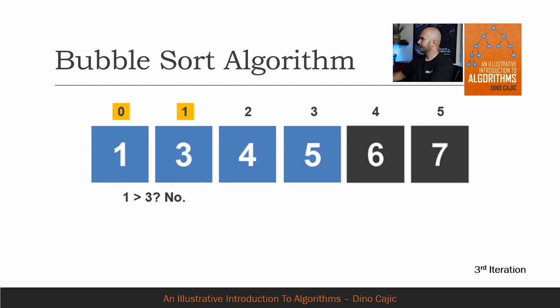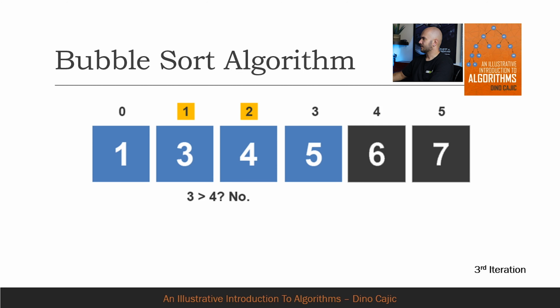By inspecting the array visually, we can quickly see that the array is sorted, but the bubble sort algorithm keeps going since it doesn't know that it's finished. It starts the third iteration. Since 1 is less than 3, the values are not swapped. Next, 3 and 4 are compared. Since 3 is less than 4, the values are not swapped.